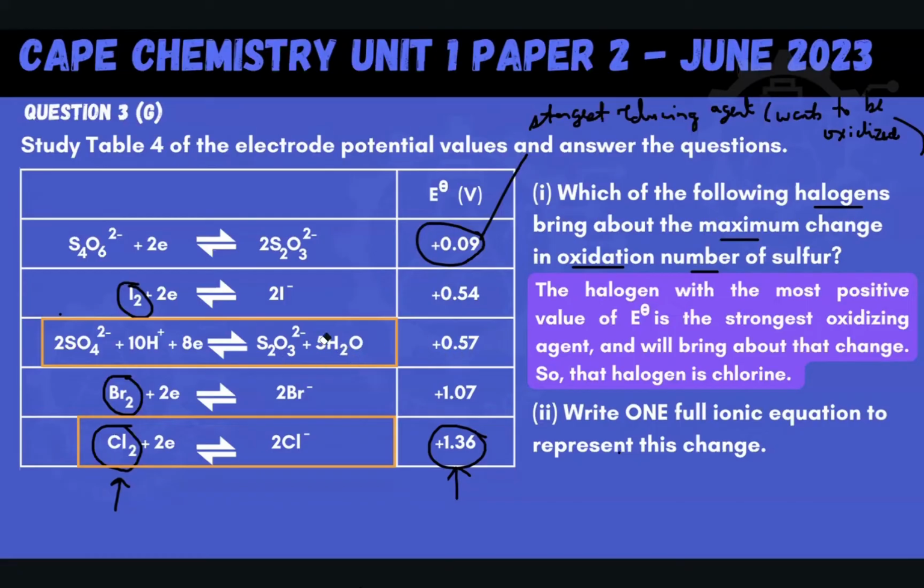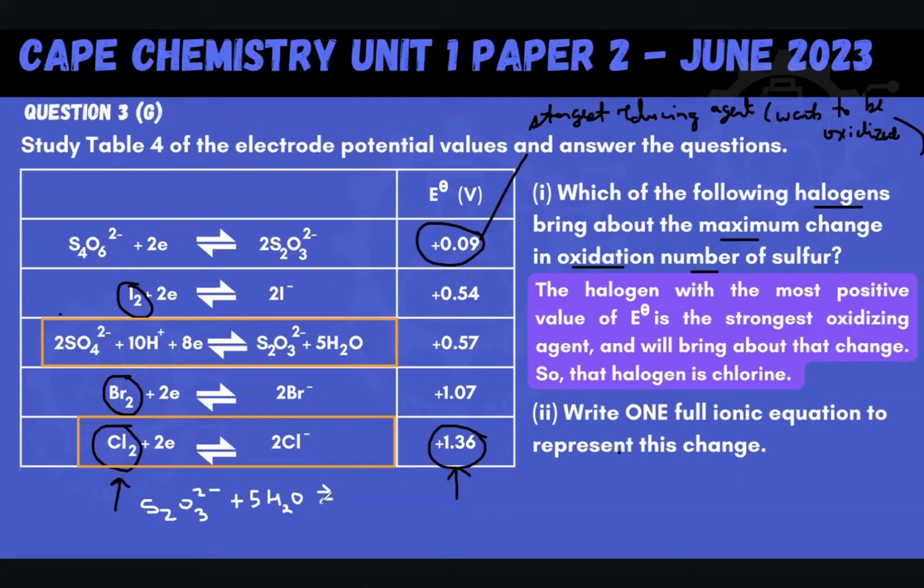And so we're going to rewrite it in the other direction, right? To show it being a reducing agent, aka being oxidized or losing electrons. So I'm going to flip this whole thing around. So if I'm going to rewrite that, I'm going to write S2O3 2 minus plus 5 moles of H2O.